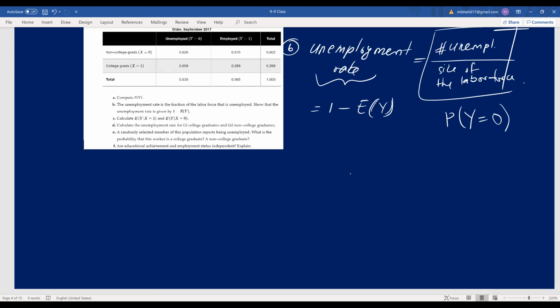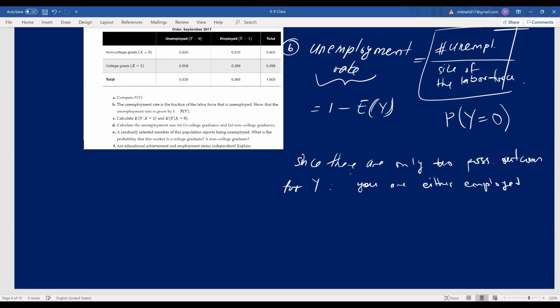So since there are only two possible outcomes for y, you are either unemployed, which will be y equals 0, or employed, which is y equals 1.